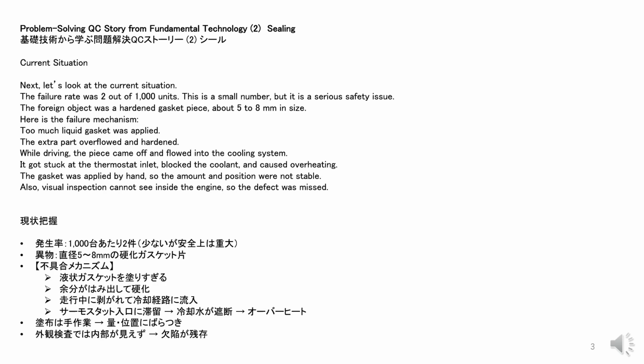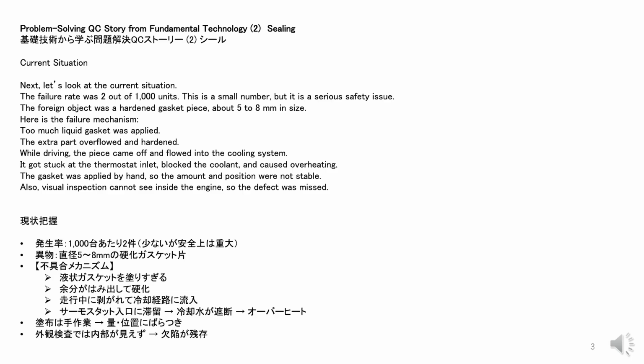Current situation. Next, let's look at the current situation. The failure rate was 2 out of 1,000 units. This is a small number, but it is a serious safety issue. The foreign object was a hardened gasket piece, about 5 to 8 mm in size. Here is the failure mechanism.